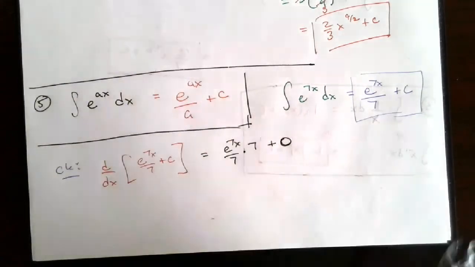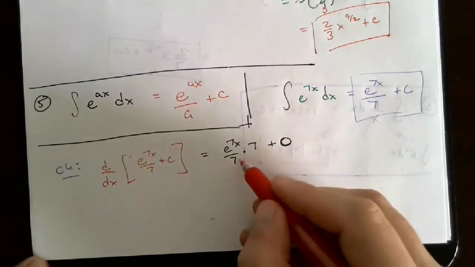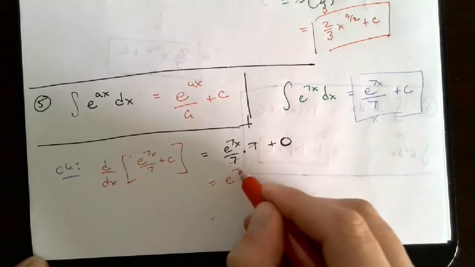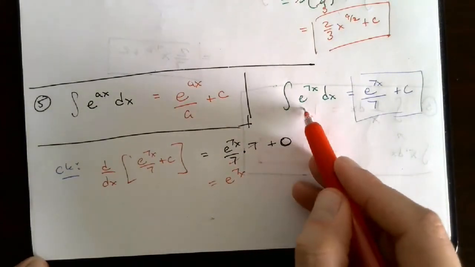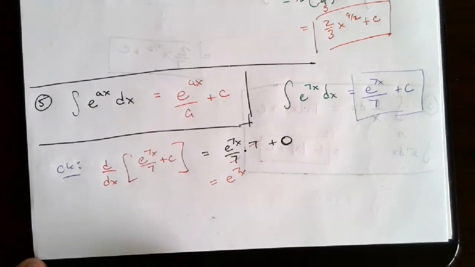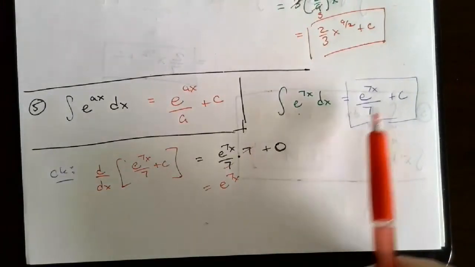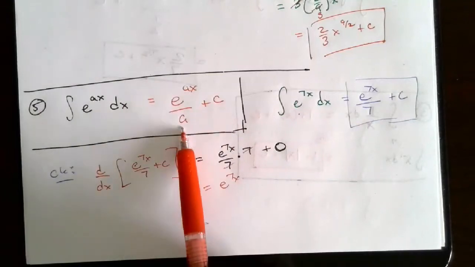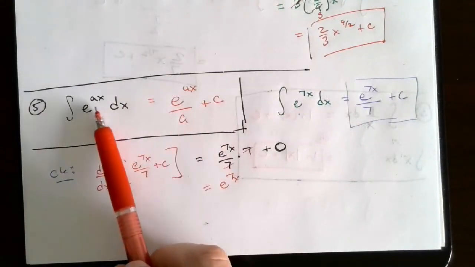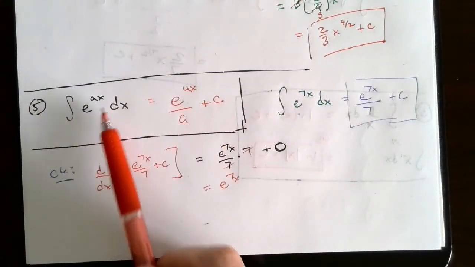So this would be plus 0, just so you see it. And then what happens? Well, these 7's cancel out and you're left with e to the 7x, which is really what our argument was, and that's how you know that this actually worked. I wouldn't check this every time, I'm just showing you why it works. So it's because of the chain rule that we divide by whatever was in front of x when we do this, but it's very specific to integrals of e to the ax power.